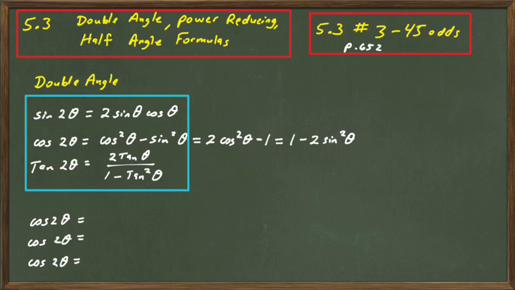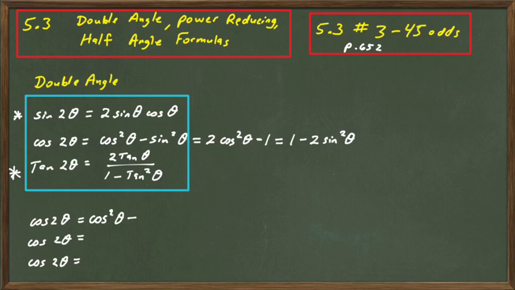Sine of 2 theta is 2 sine theta cosine theta. I think you only have one value for the sine of 2 theta. Tangent of 2 theta is given by this formula. There's only one value for that. However, if you notice, cosine of 2 theta has three different values.